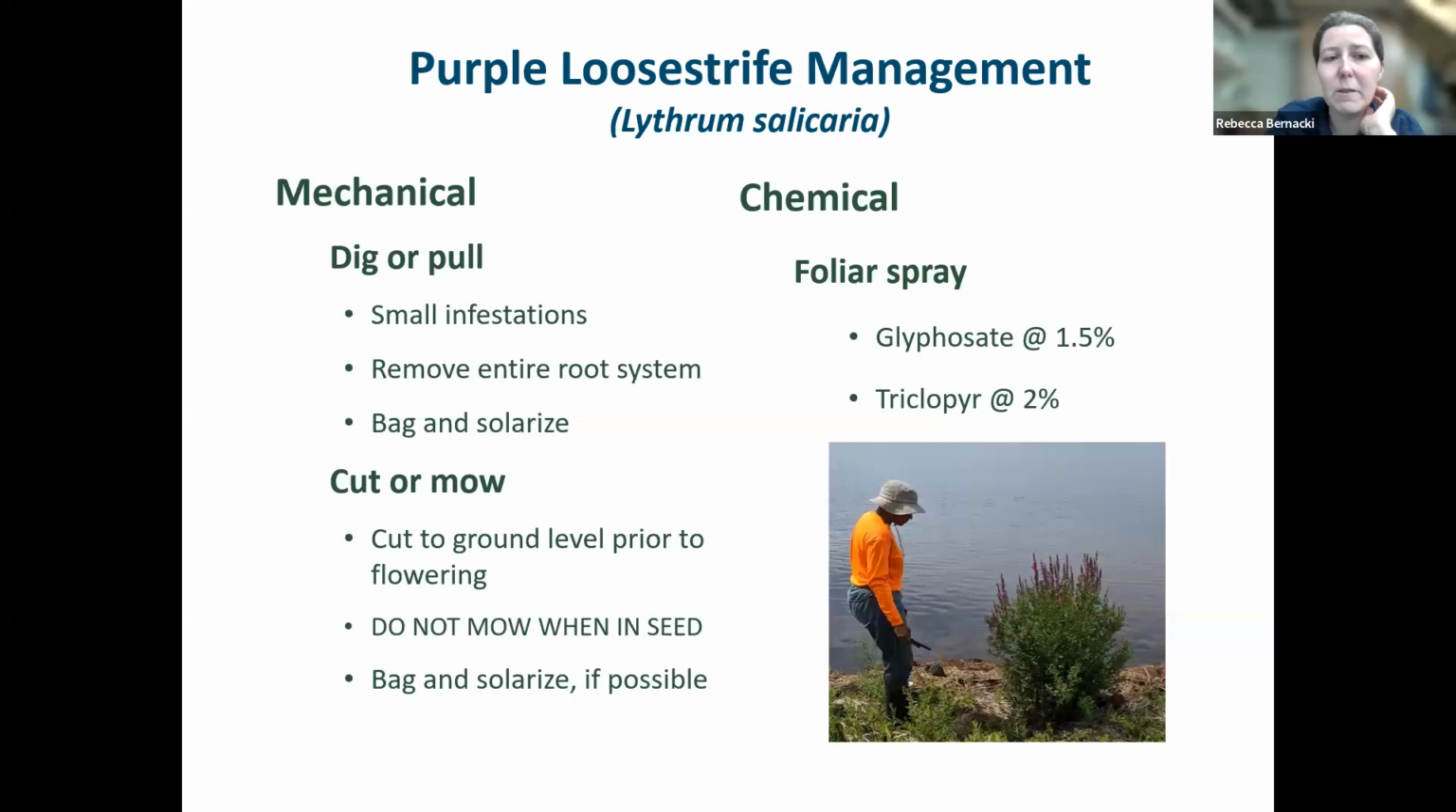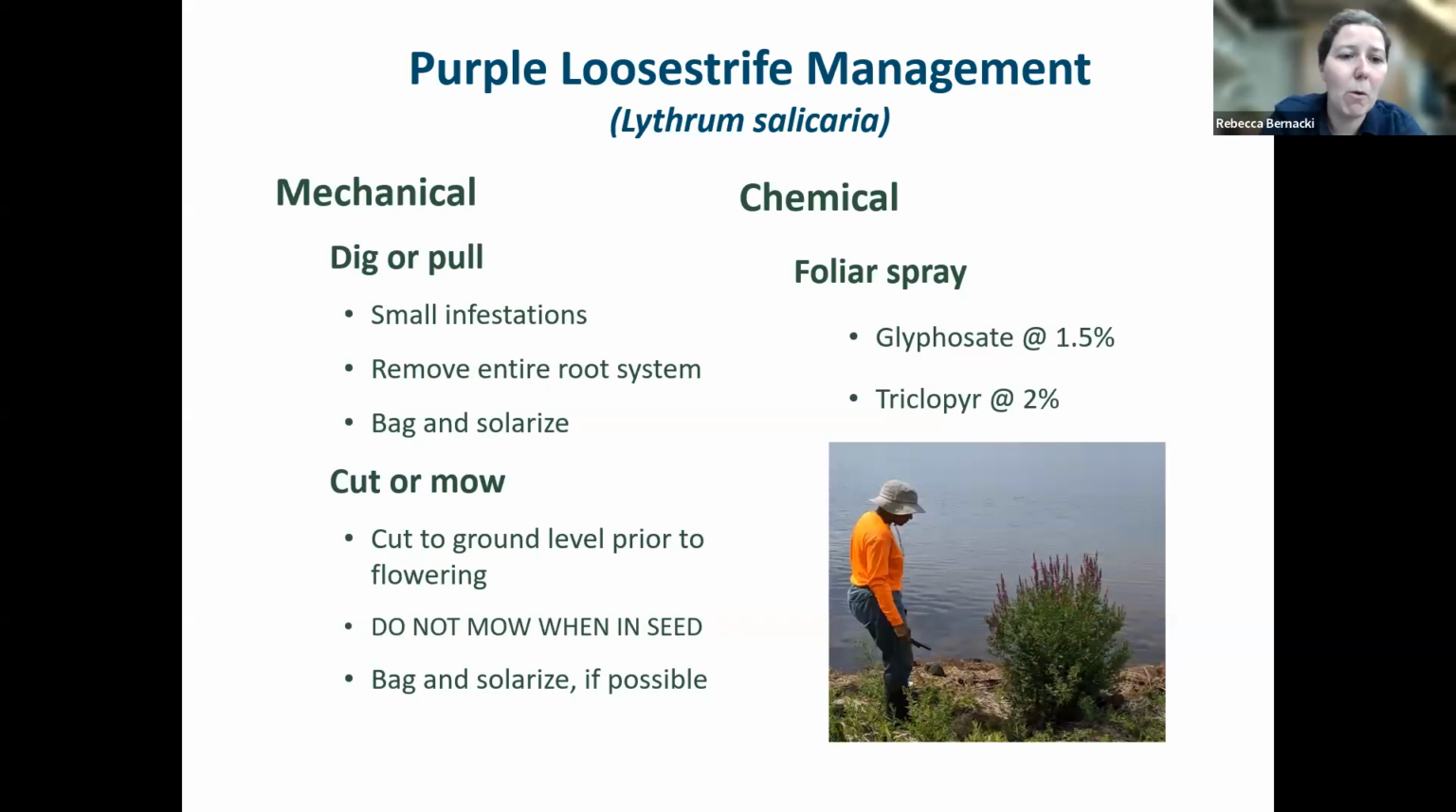To manage purple loosestrife, we can dig or pull small infestations. Again, we want to be sure to remove the entire root system. We want to take all of that plant material and put it in a contractor bag and solarize it for a few weeks before disposing of it in the trash system once it becomes goopy.